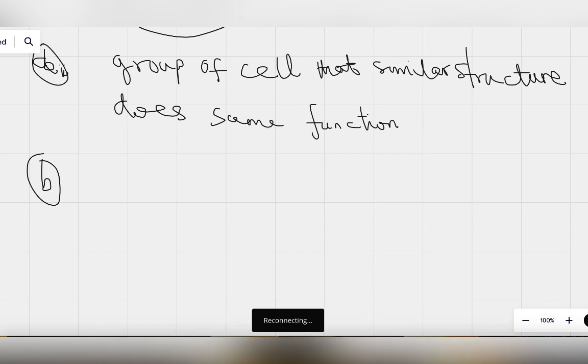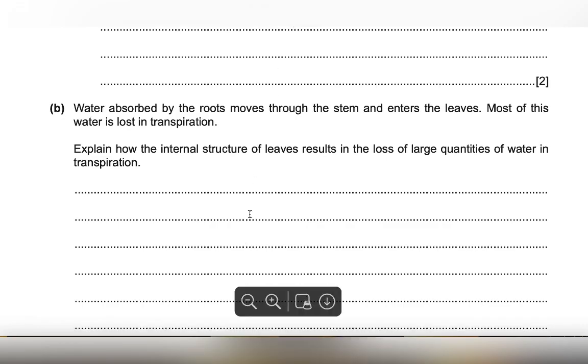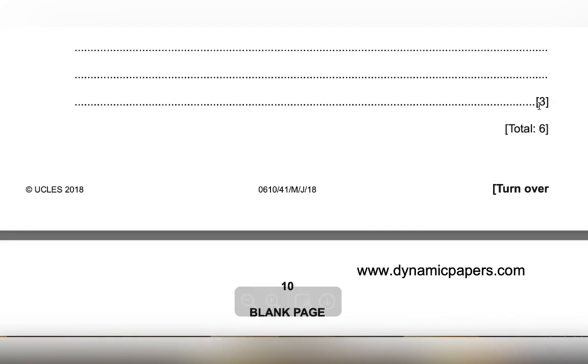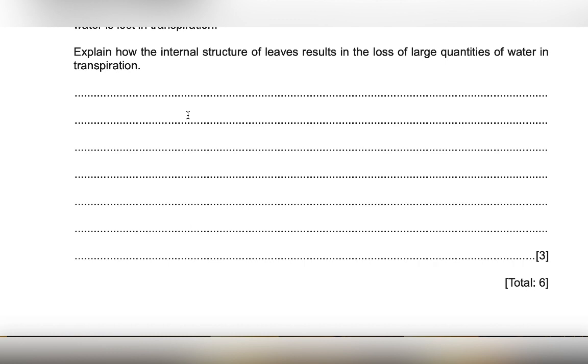Okay, let's move to the next question. You get 3 marks for this. What I said is, first of all, you measure the internal structure. You say the internal structure of the leaf has a very large surface area. And then you write large surface area. The leaf is comprised of large surface area.